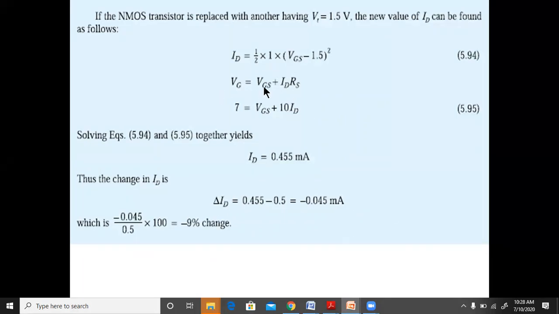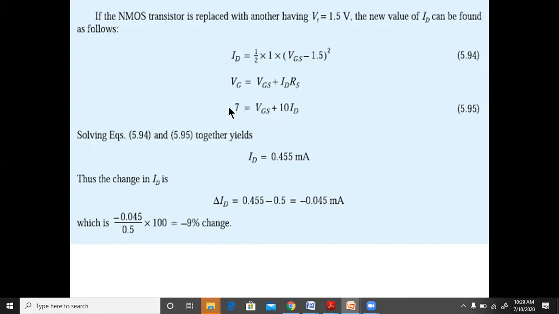Also, VG is equal to VGS plus ID RD. We will have 7 volts here because of the biasing circuit. So therefore, now this will be 7 equal to VGS plus 10 ID. So we have two equations, this and this. Two equations, two unknowns, or rather, we can replace the VGS by means of 7 minus 10 ID.